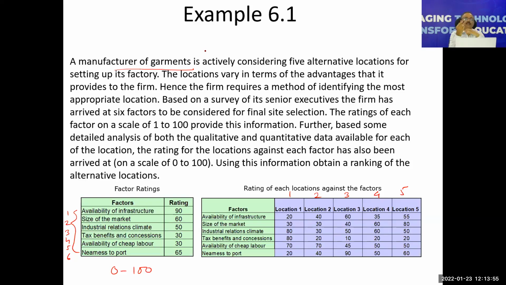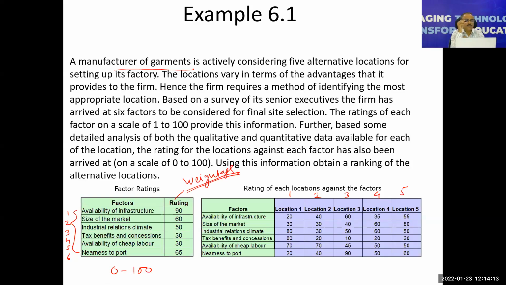So based on the kind of requirement, you have to come up with the rating for this factor. So this rating is nothing but what? It is the weightage that you would like to give for each of the factors. So you may use any scale.